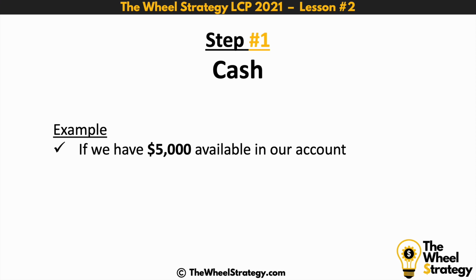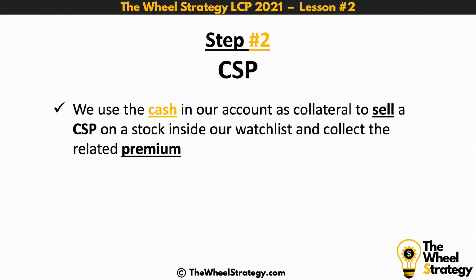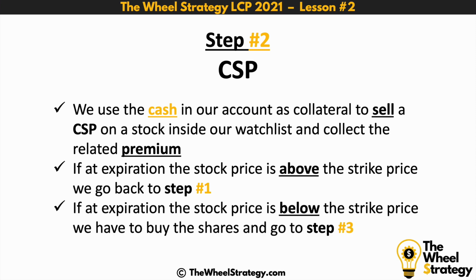Example, let's say we have 5,000 in our account. We can only choose stock with a price per share lower than 50. Step 2, we use the cash, the collateral, to sell the CSP that is inside the watch list and collect the premium. If at expiration the stock price is above the strike price, we go back to step 1 and we do again the CSP selling.